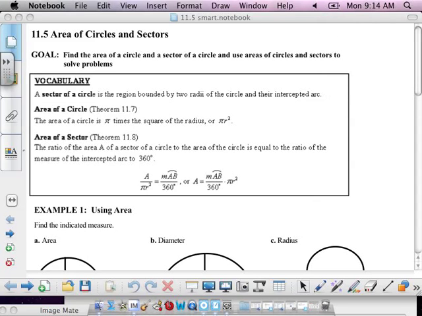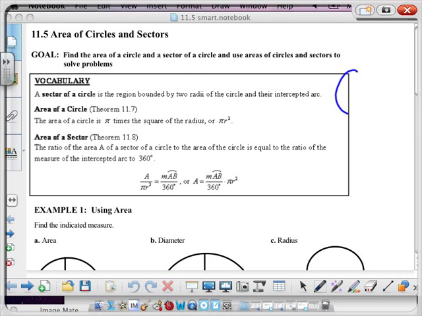All right, we're doing 11.5, area of circles and sectors. We're going to find the area of a circle and a sector of a circle and use the area of circles and sectors to solve problems. A sector of a circle is a region bound by two radii of the circle and their intercepted arc. So let's draw a picture of that.